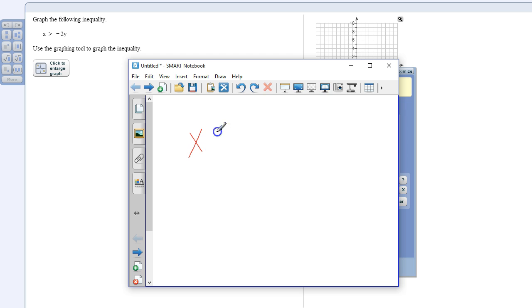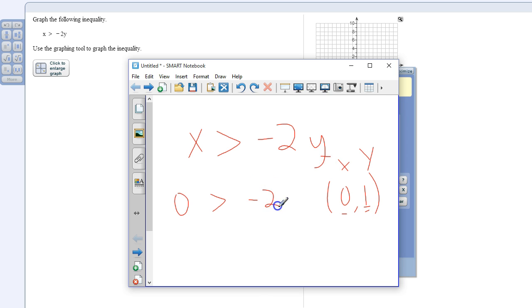Now we're back to using the actual inequality, x is greater than negative 2y. We're going to use the point 0, 1, a point that was not on the line. 0 is the x coordinate, 1 is the y coordinate. So we plug 0 in for x, and beside the 0 is the greater than symbol. Then 1 is the y coordinate, so we plug in a 1 where the y is, so negative 2 times 1. Simplifying, negative 2 times 1 is negative 2. I get 0 is greater than negative 2.